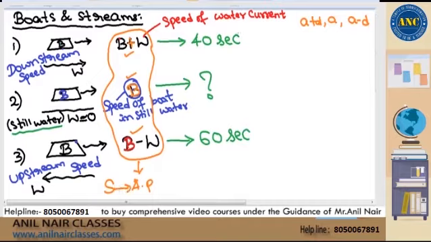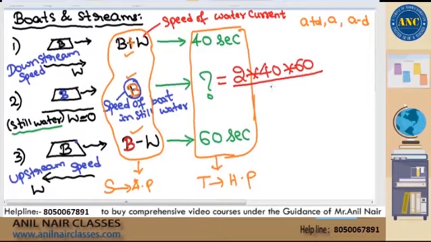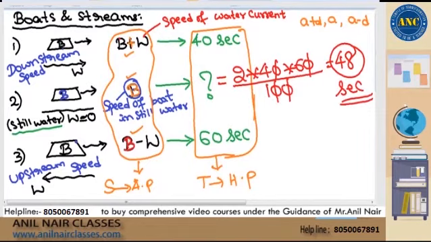If the speeds are in arithmetic progression, the time period which I am circling right now will definitely be in harmonic progression. Harmonic progression middle value is given by 2 into 40 into 60 divided by 40 plus 60. If I simplify this, I will get 48 kilometers per hour. Sorry, it is not 48 kilometers per hour, it is 48 seconds. Very easily you can get the answers if you know the concept.